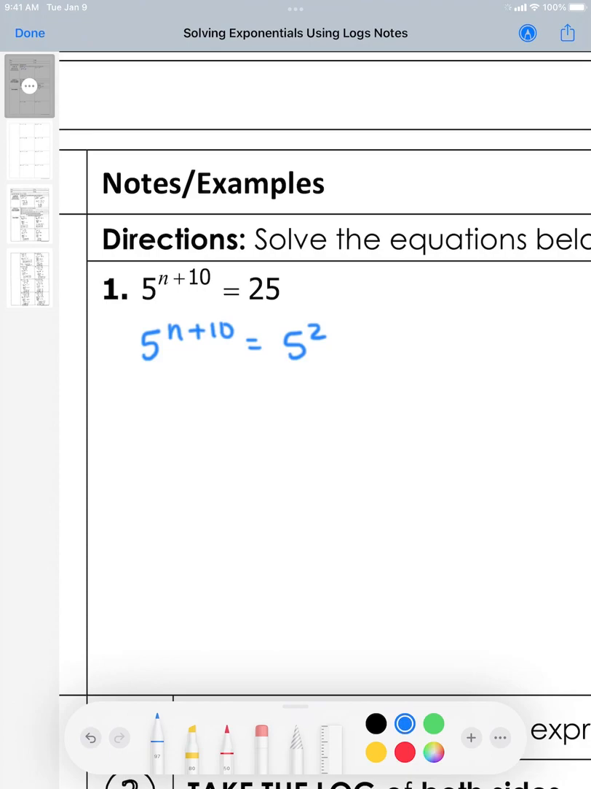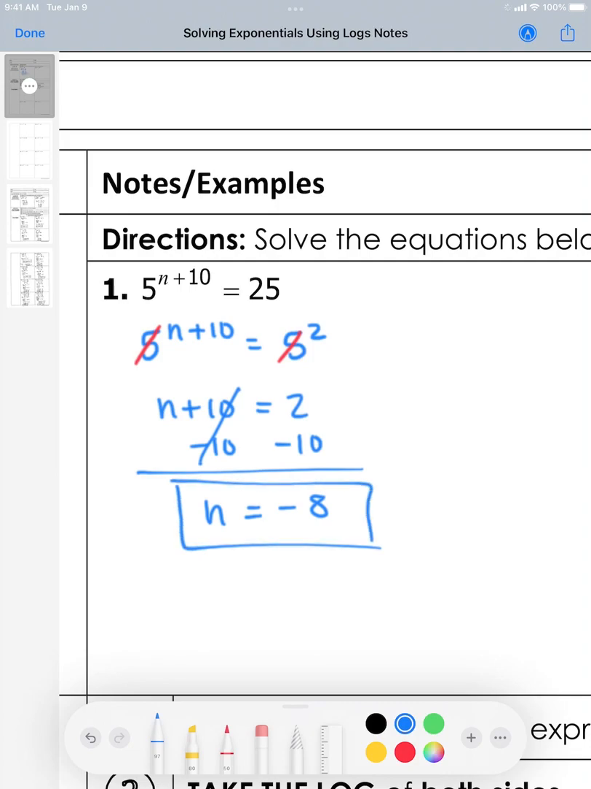5 squared is 25. And remember, when we used to solve these exponential equations, you would drop the base, bring down the exponents, and solve for the variable. That was the easiest way we can get to a solution when solving exponential equations.